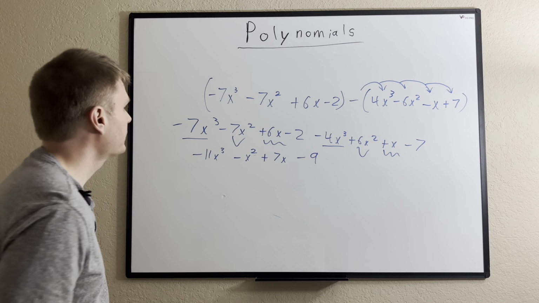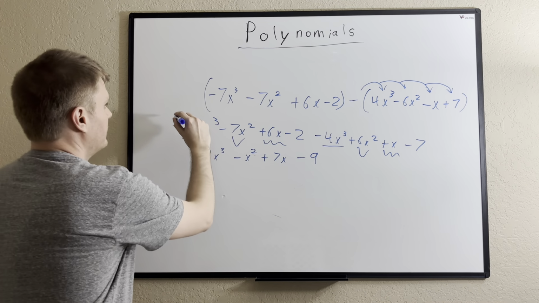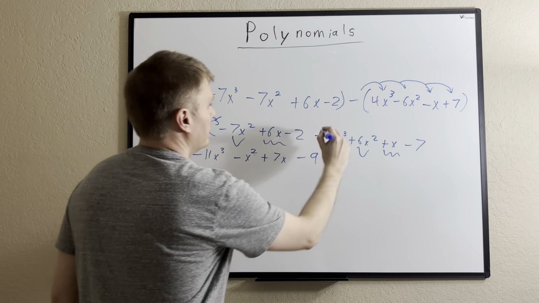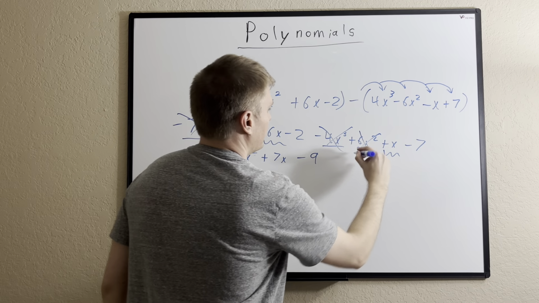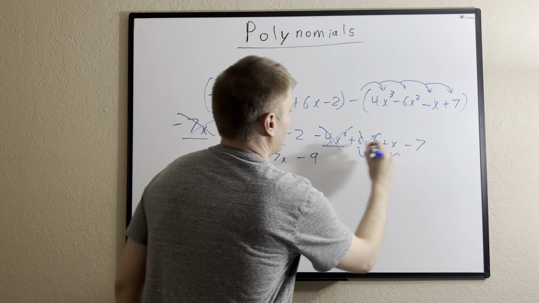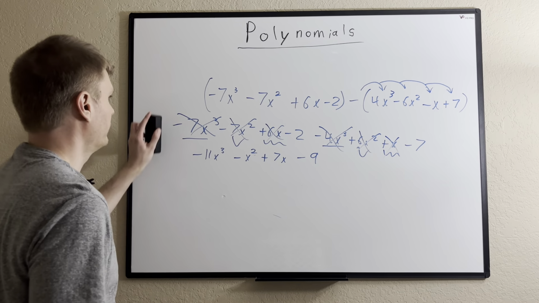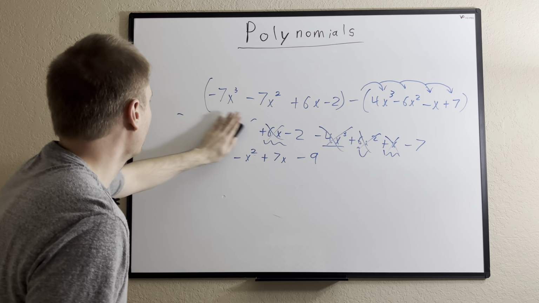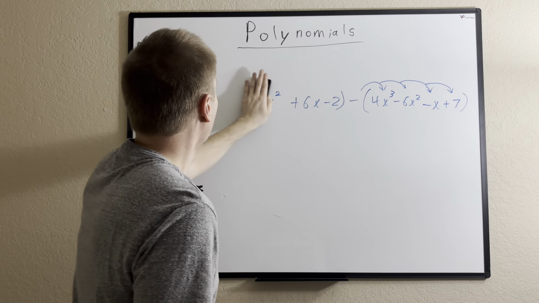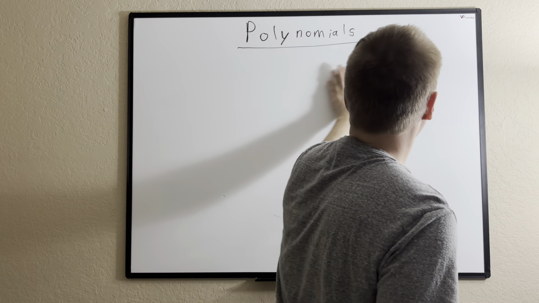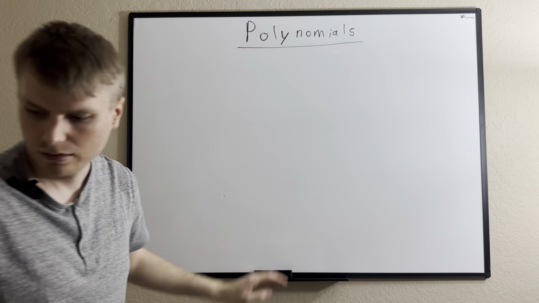Also, when you're combining like terms, if you feel the need to cross things off as you go, you can cross them off, combine the x squared, combine the x. I find that helpful. So I know that I've accounted for every single term that I'm combining. All right.